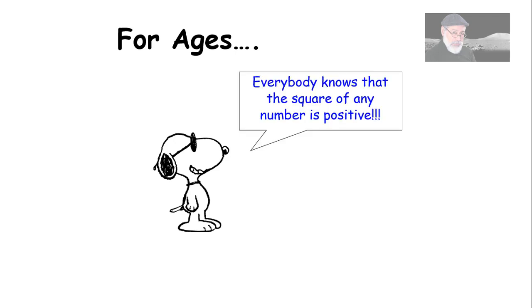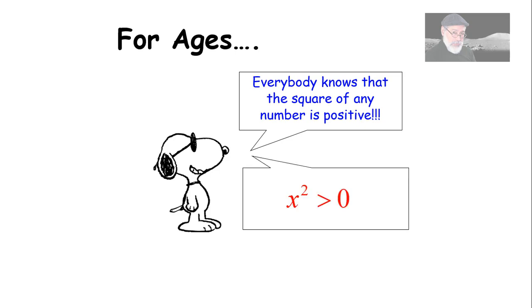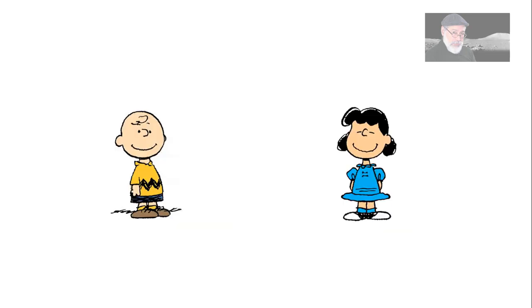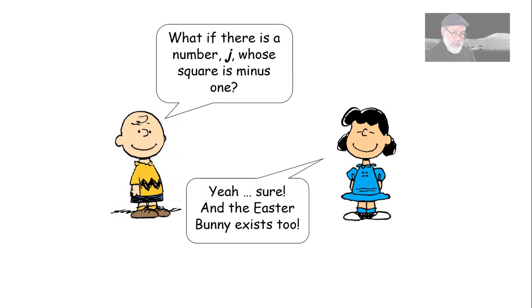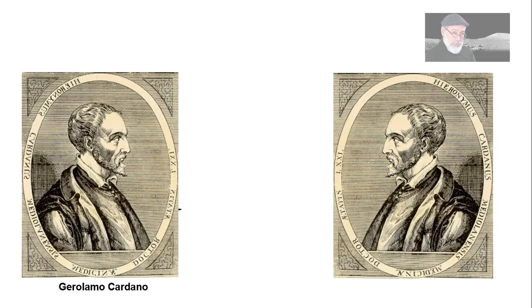The following story is made up, of course, but ridiculousness is something that we humans remember, and that is the purpose of this. For ages, people had known that whenever you squared a number, you would get a positive result. x squared is positive. So much so that when for the first time someone said, what if there is a number j whose square is -1? Of course, other people said, yeah, sure, the Easter Bunny is also real, and so is Santa. Actually, the person who asked that question was the Italian mathematical genius and grandfather of infinitesimal calculus, Gerolamo Cardano.